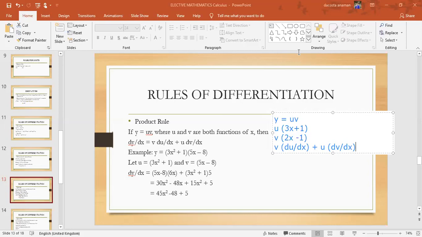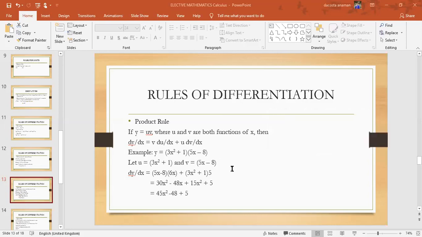Let's take this question and solve this example for you to understand it better. So we have y is equal to (3x squared plus 1)(5x minus 8). As you can see, these two functions are multiplying. So we need to use the product rule here. So using the product rule, we will let u be equal to 3x squared plus 1, which is one function. And v will be equal to 5x minus 8, which is another function. So now what do we need to do? We need to differentiate these two functions so that we can multiply each other.